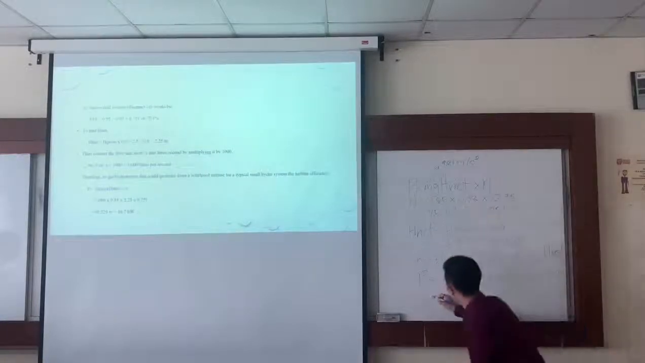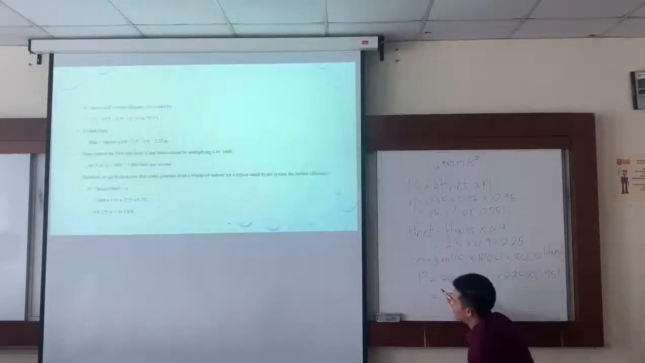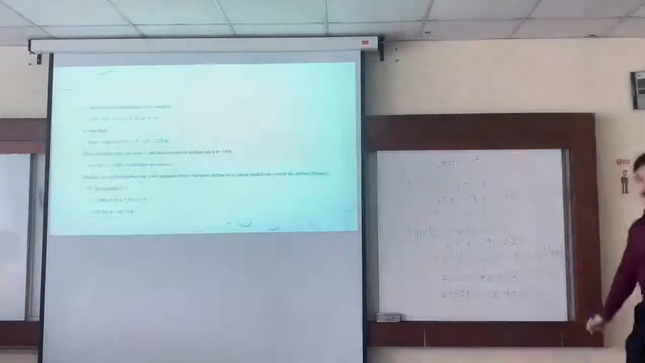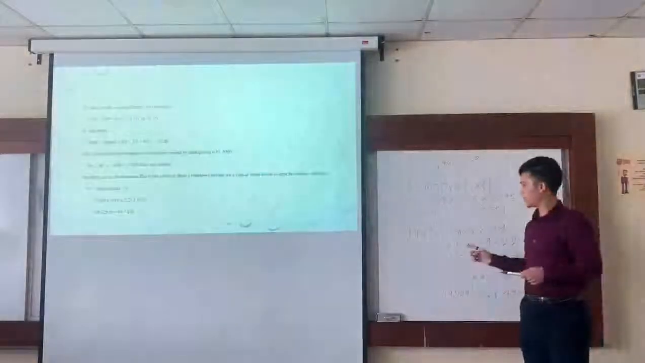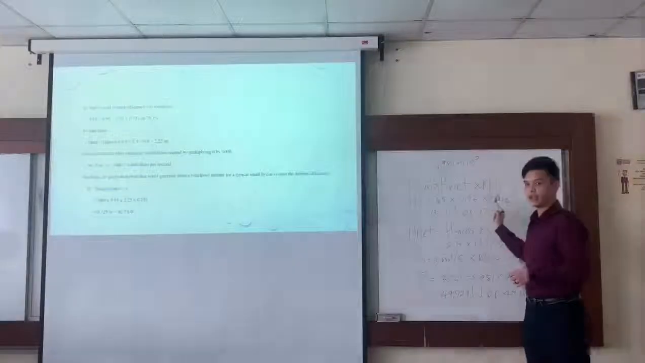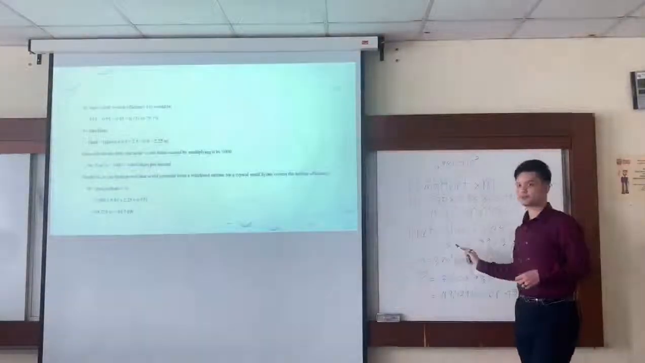When you multiply, you will get around 49,729 watts, or 49.7 kilowatts. This is the hydropower that the Whirlpool turbine can generate from this percentage and from this exhaust.